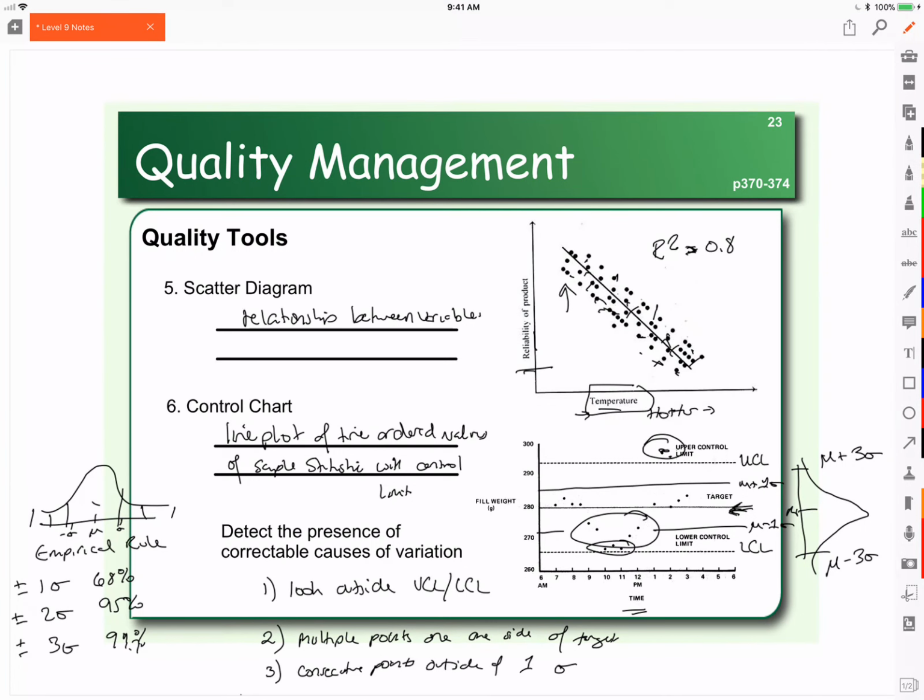All right, so we had the process flow diagram, we had our check sheet, we had our histogram, we had our Pareto chart, our scatter diagram, our control chart. Okay, we have two more that we want to look at.